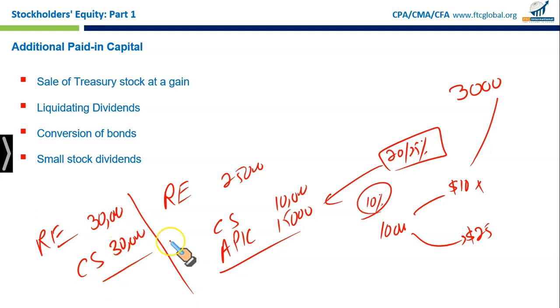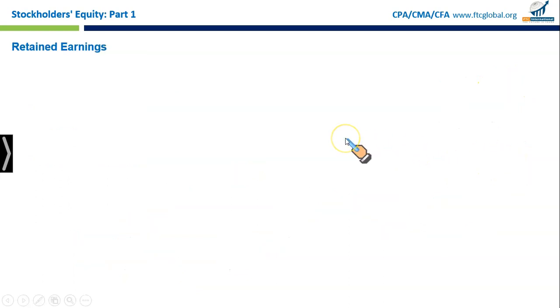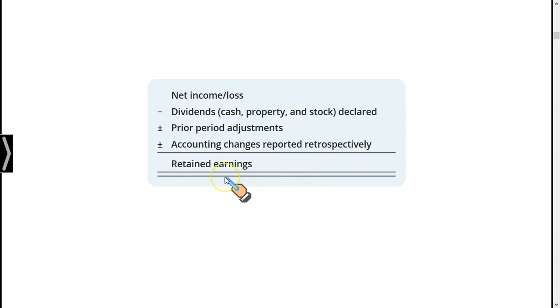No impact on additional paid-in capital. In case of a large stock dividend, you simply take the par. Next, we have retained earnings. This is how we determine our retained earnings.